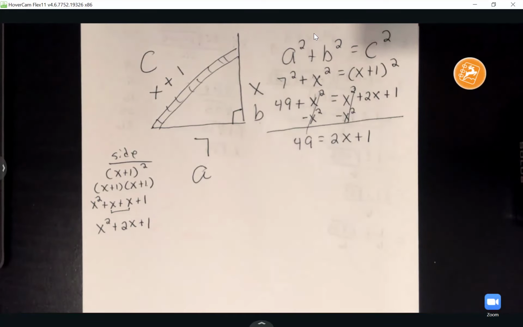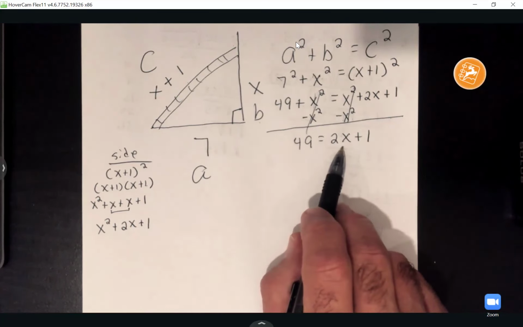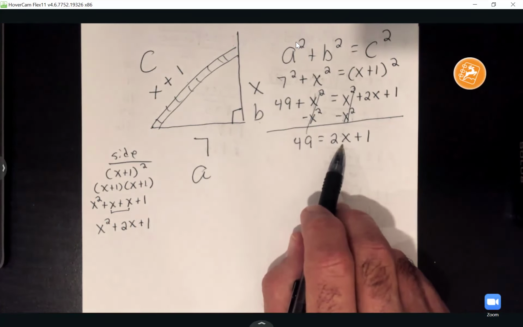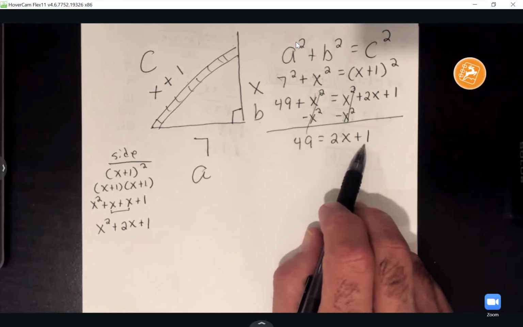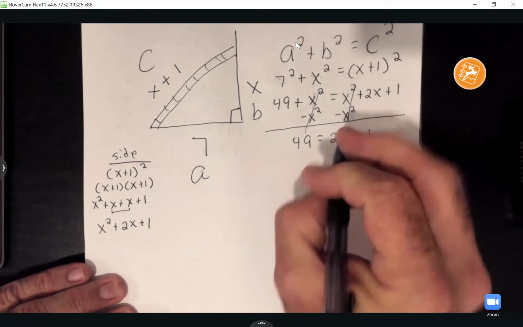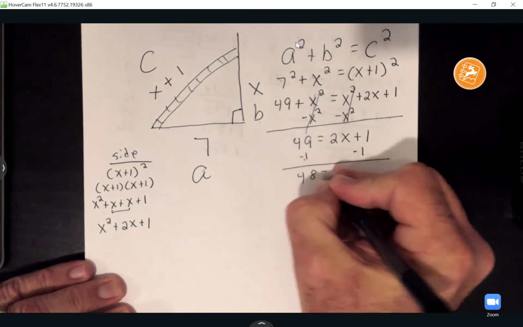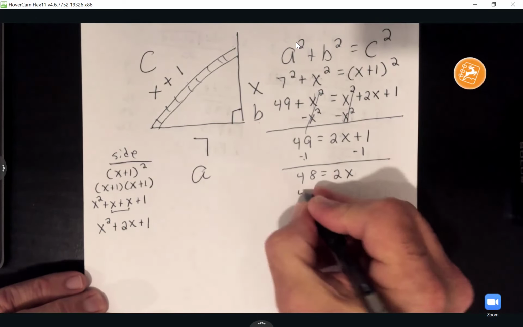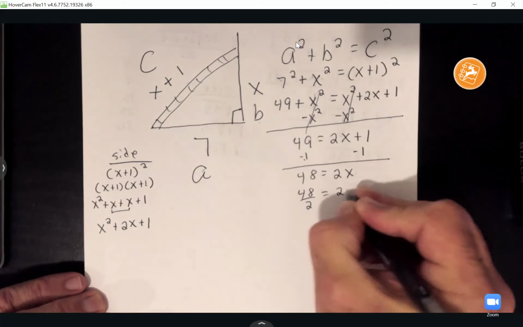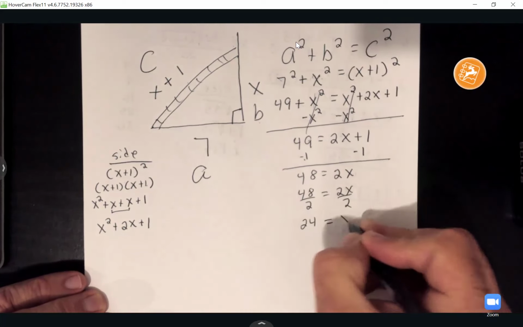Now they might give y'all a 5, a 6, a 8, or something like that. So remember, the only difference will be your 49 probably. So to solve this, I don't have no x squared terms no more. We just got to solve that for the x. So we're going to move that plus 1 by subtraction. 49 minus 1 will give me 48 equal to my 2x. And then divide both sides by 2. So 48 divided by 2 gives me 24 equal to my x.